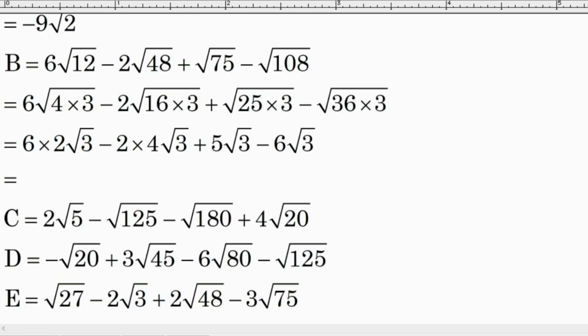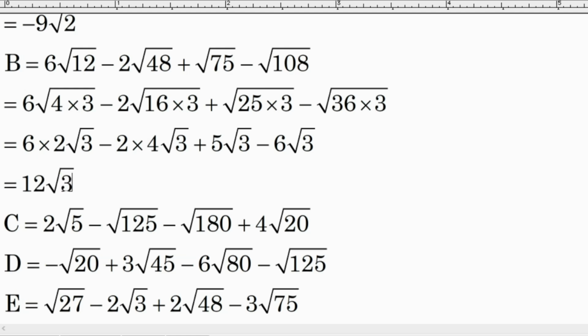Okay, and then equal to. So now we have 6 times 2, which is equal to 12 square root of 3, and then minus 2 times 4 here, which is equal to 8 square root of 3, and then plus. So we plus with this. Okay, so now we have the same radical here, which is square root of 3. So when we have the same radicals, we can add or subtract these numbers.